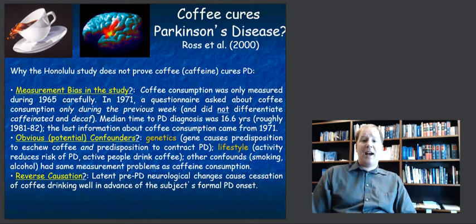The median time to Parkinson's disease diagnosis after the study started in 1965 was about 16 to 17 years. So that would have been about 1981 to 1982 was the average time that somebody would have been diagnosed with Parkinson's who participated in this study. Of course, the last information that anyone had in this study about coffee usage was back in 1971. Maybe people quit, maybe people picked up drinking coffee or so forth in the interim.